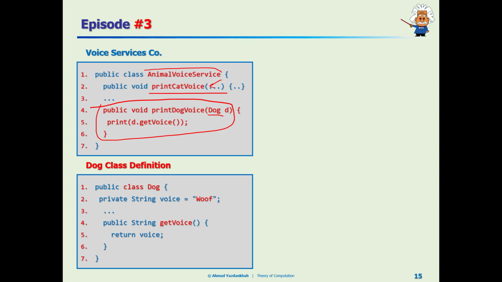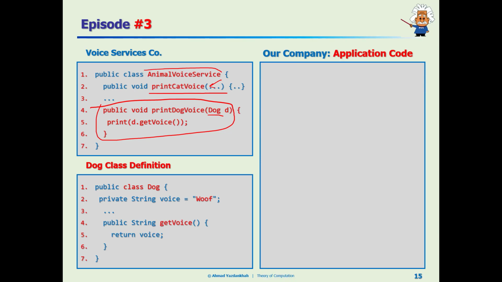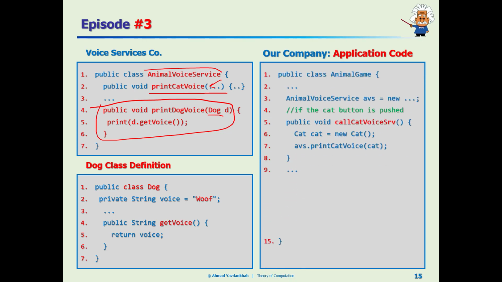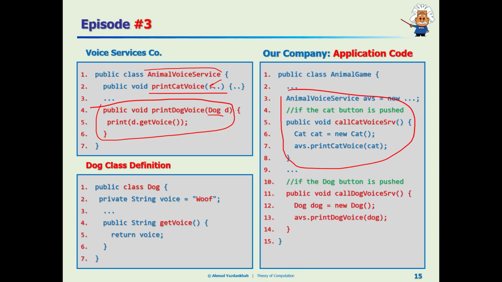And how about our company? Up to this point it is the same thing. We just need to add a new portion for the dog. So this portion should be added for the dog. Let me create it here and, step by step, follow the code.